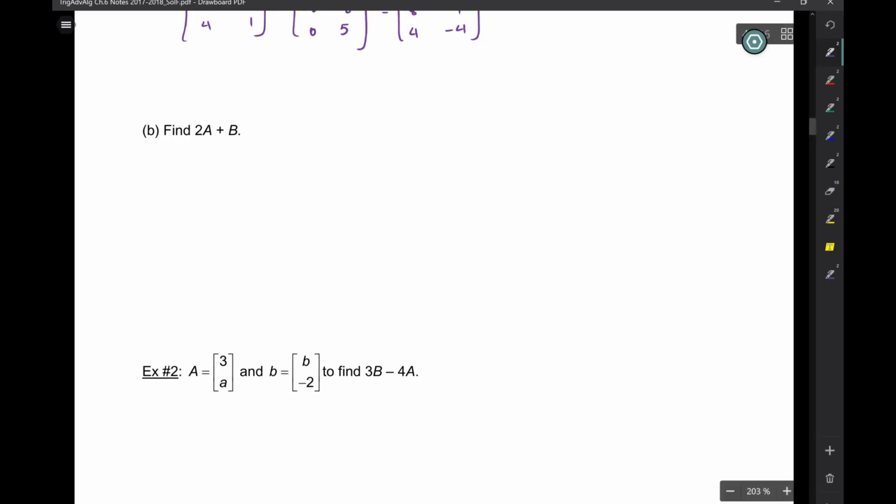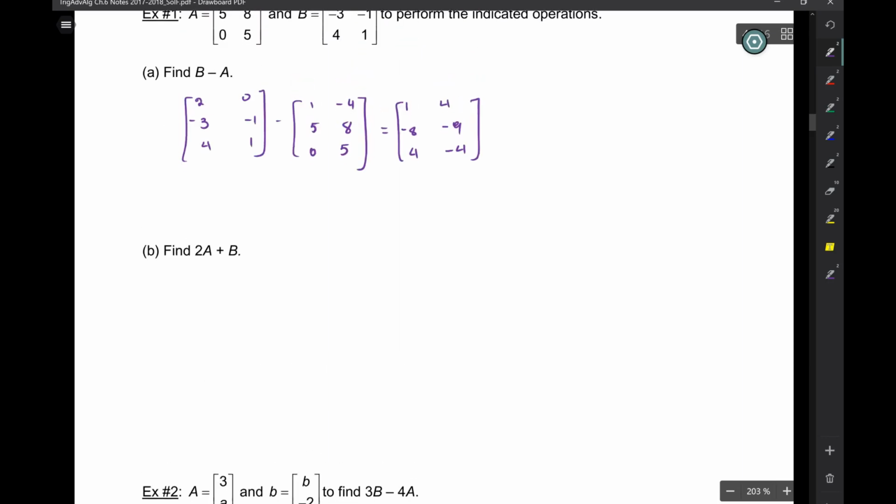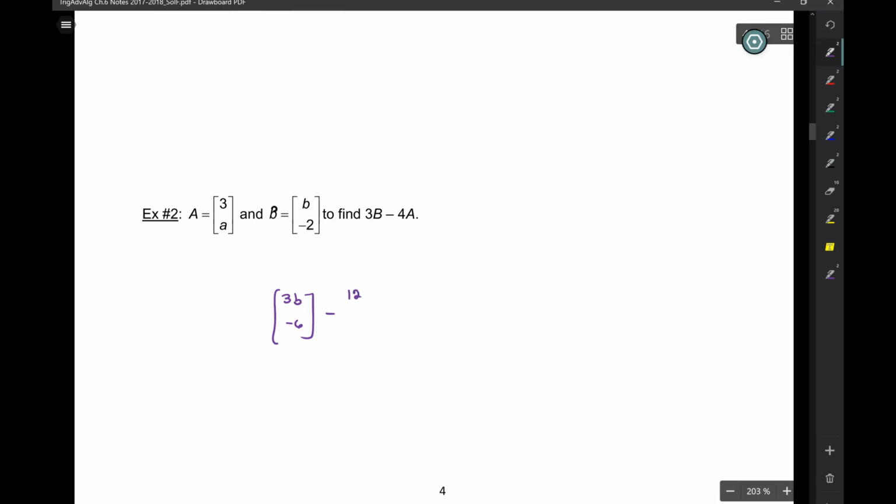It's 2 times A plus B. So who's getting multiplied by the 2? A. Just the A, right? So you're going to do that first. You're going to do 2 times A first, get the result, and add it to B. All right, so maybe I'll give you minus 12 and 4A.